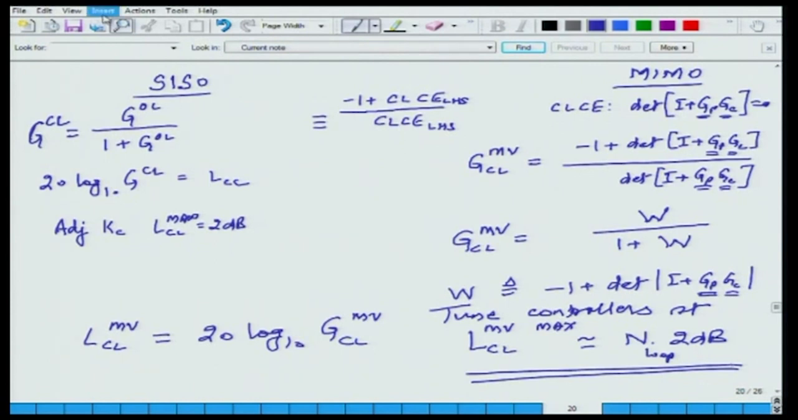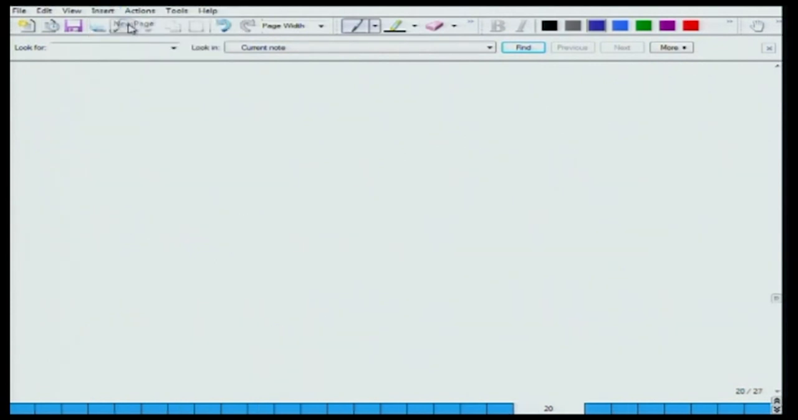Okay, insert a new slide. So here's the systematic tuning procedure. Let's say, as an example, I take a 2 by 2 system. So I've got two controllers which we have been looking at.